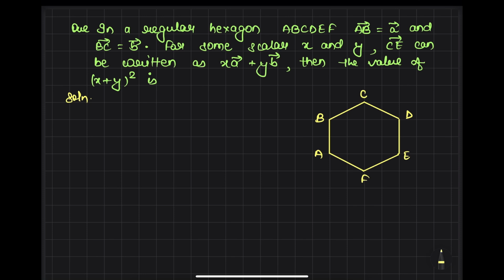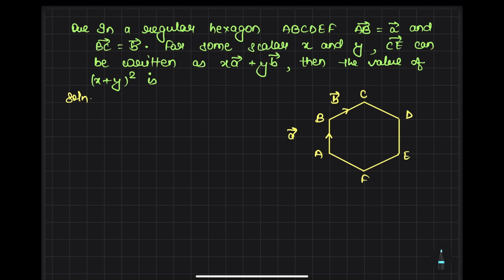Okay, now the idea is these guys are saying that vector AB is vector a, so this vector is a. Then we have vector BC as vector b, for some scalars x and y. Scalar means number. Okay, the x and y are numbers.